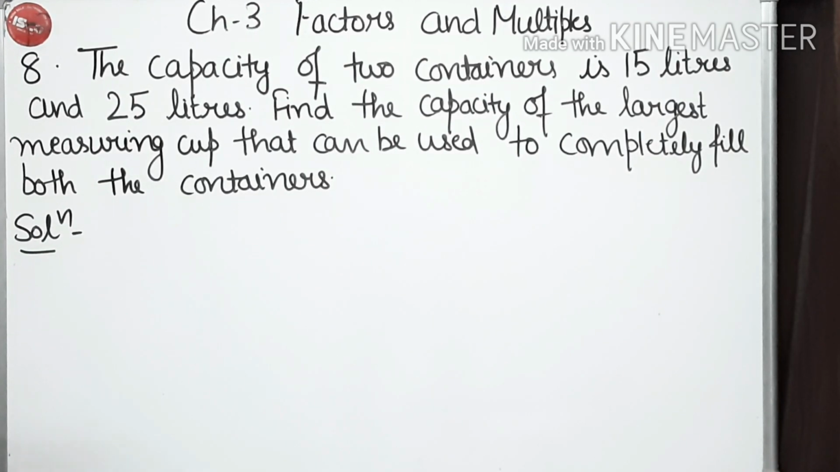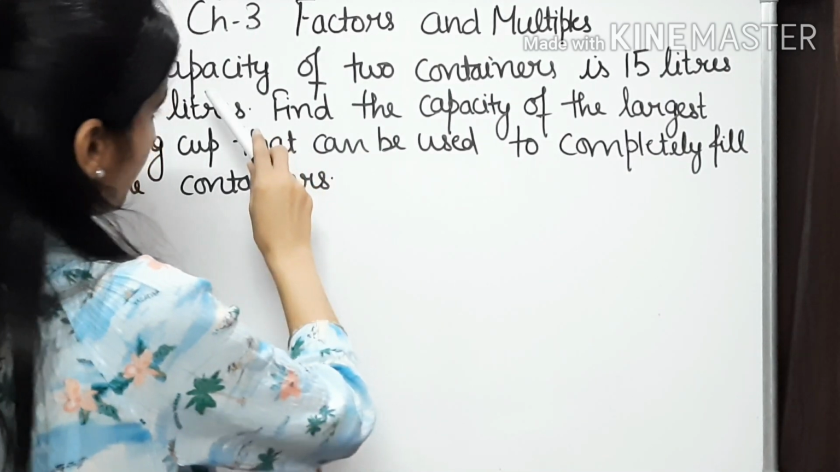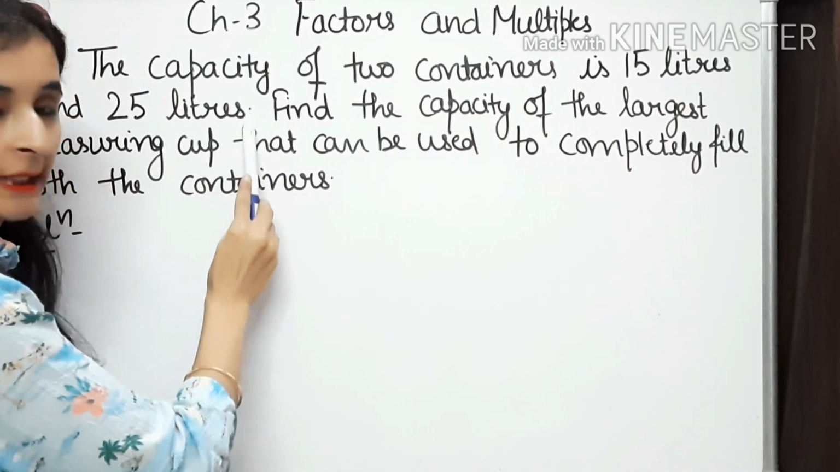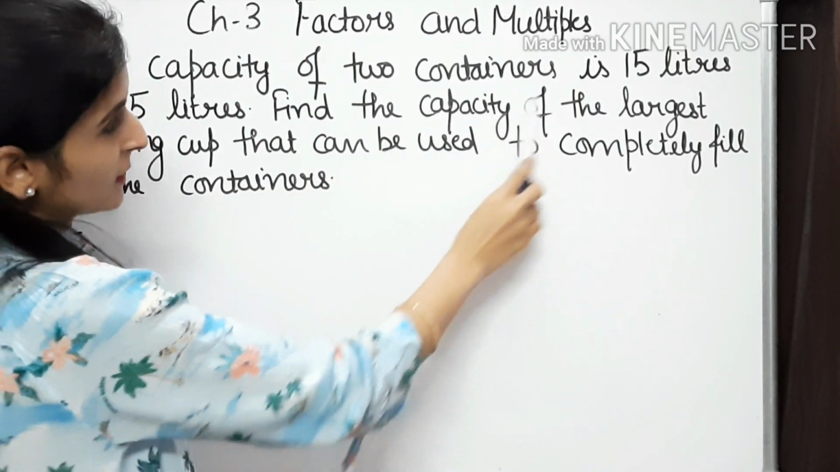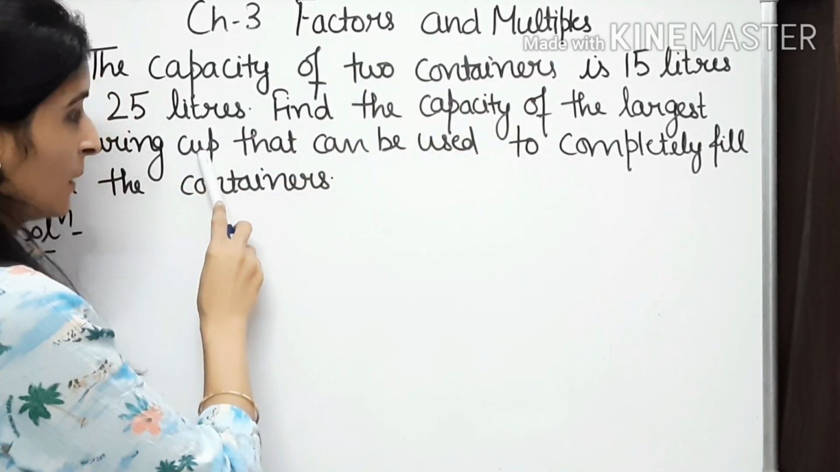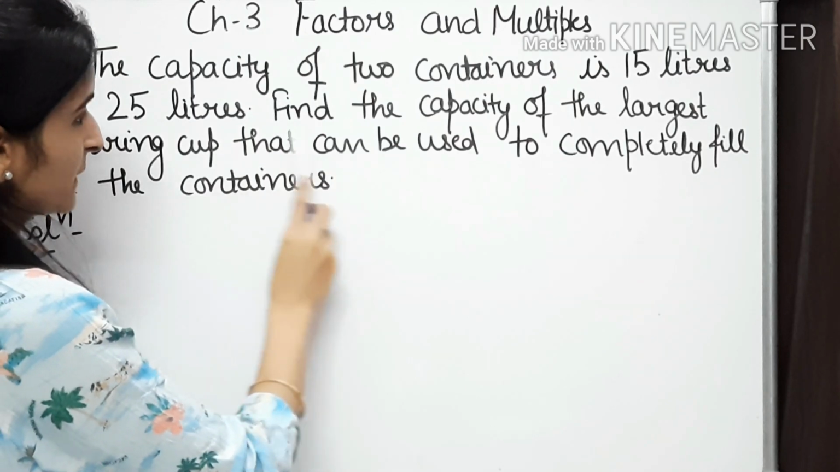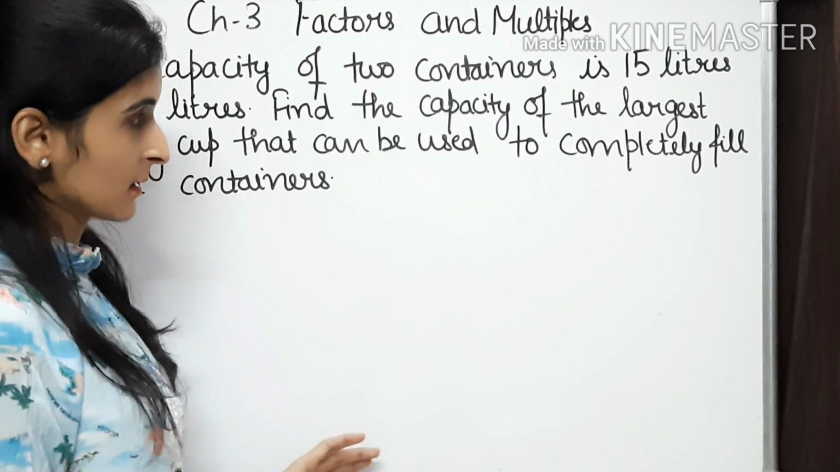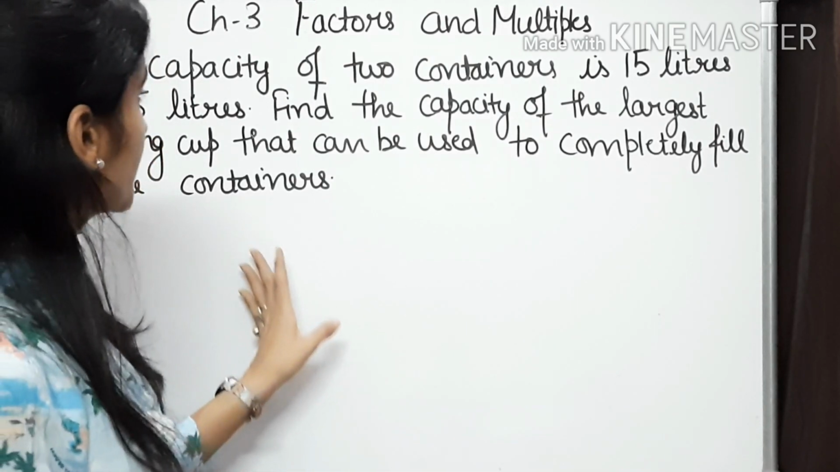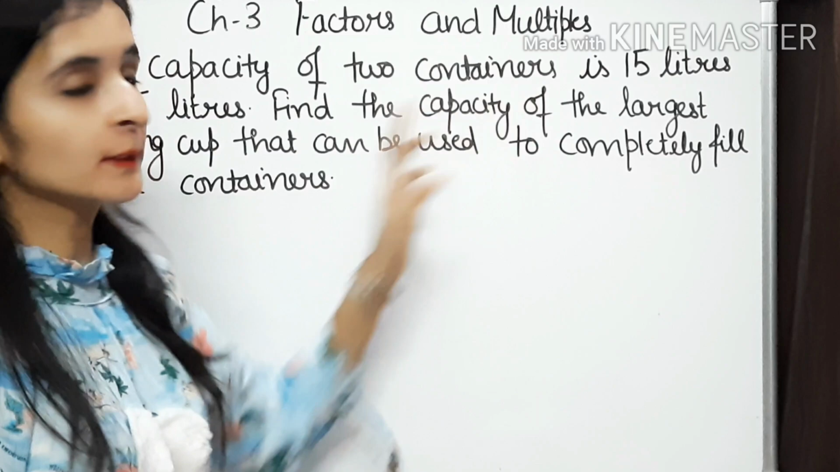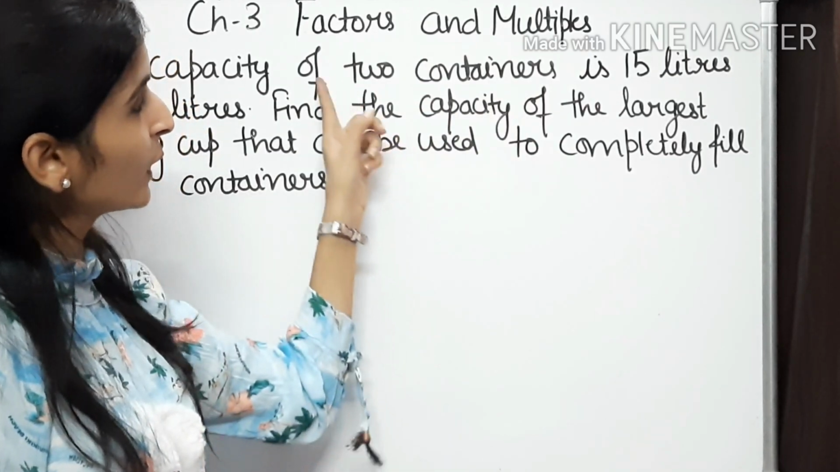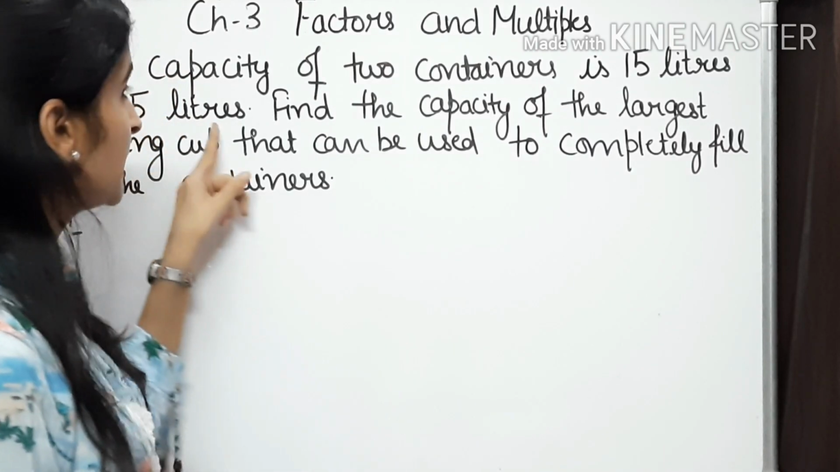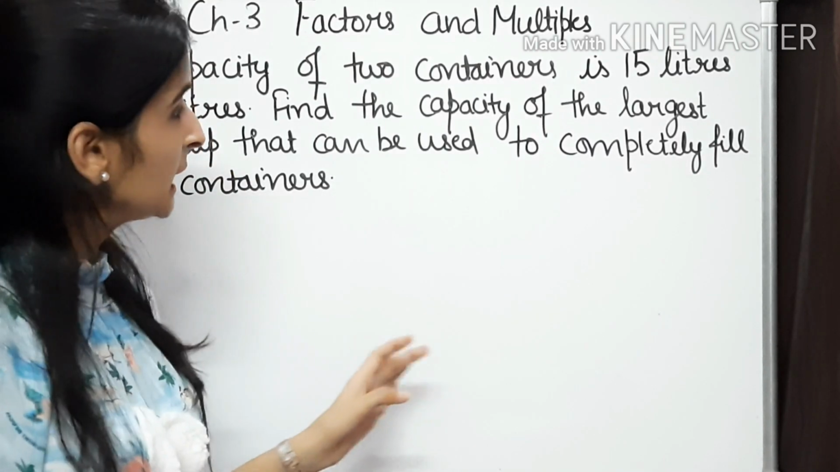Now in the next question, we are given the capacity of two containers as 15 liters and 25 liters. Find the capacity of the largest measuring cup that can be used to completely fill both the containers. So here we are given the capacity of two containers. The capacity of the first container is 15 liters and the capacity of the second container is 25 liters.